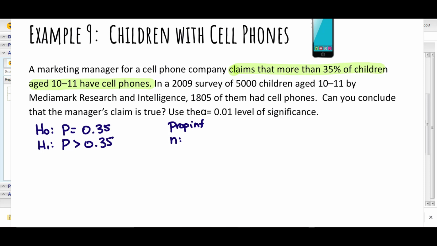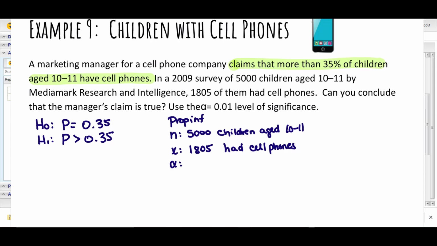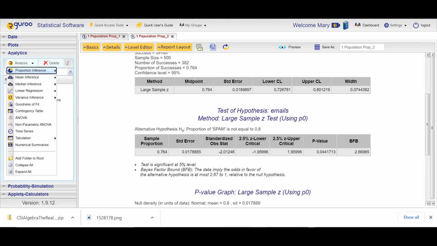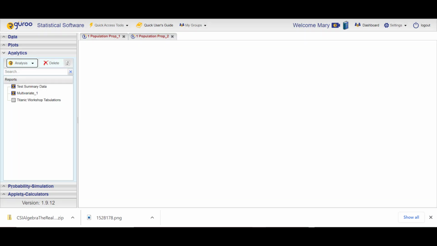The sample size was 5,000 children aged 10 and 11. And then our successes, 1,805 of them were successes, and the successes had cell phones. That's what a success was. Significance level, alpha equals 0.01. And that's all we need. So, analysis, proportion inference, one population.